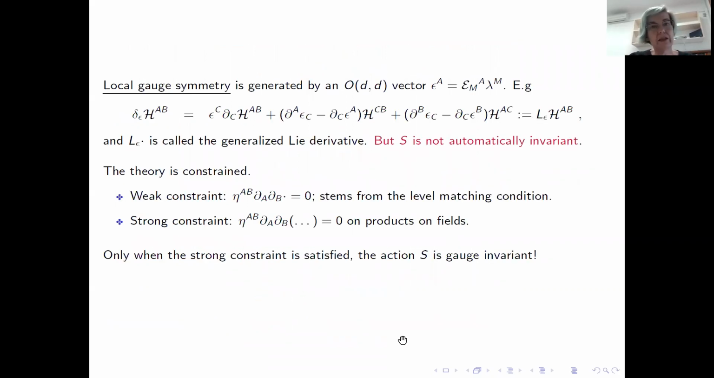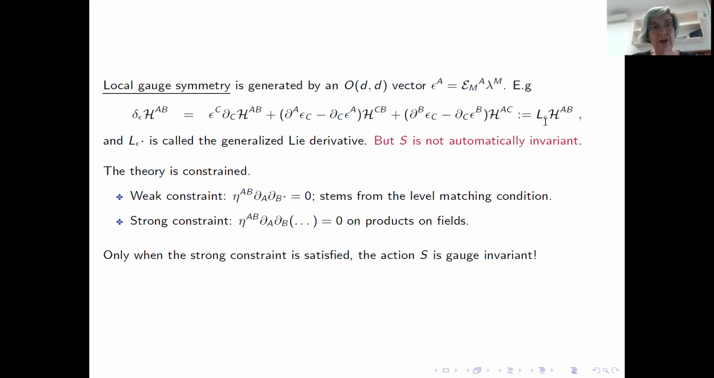And this action possesses also a local gauge symmetry. So there is a gauge symmetry of the action, which is generated by an O(D,D) vector. So remember, these are double indices. So an O(D,D) vector generates this local gauge symmetry. And for example, this is the gauge transformation of the generalized metric given here with this expression. This is called the generalized Lie derivative.